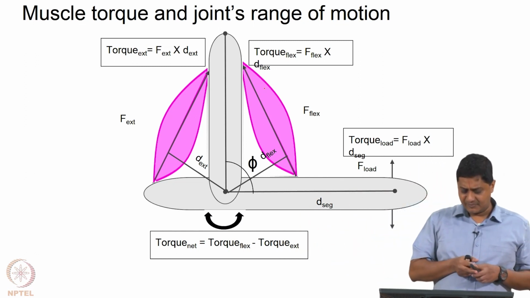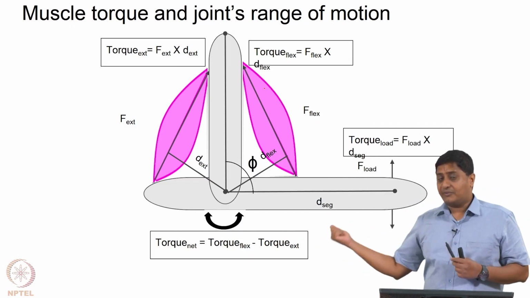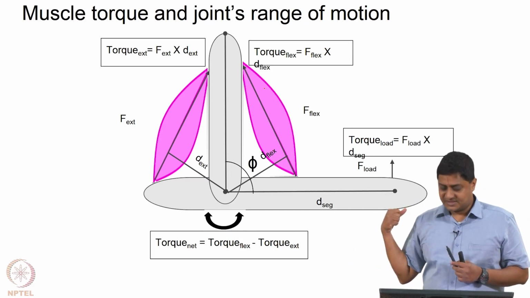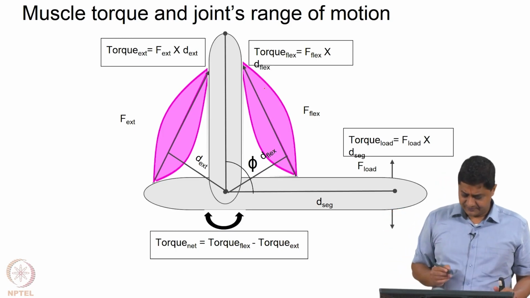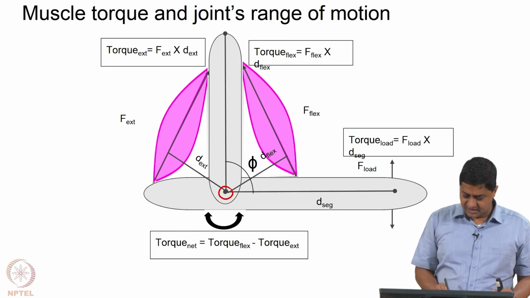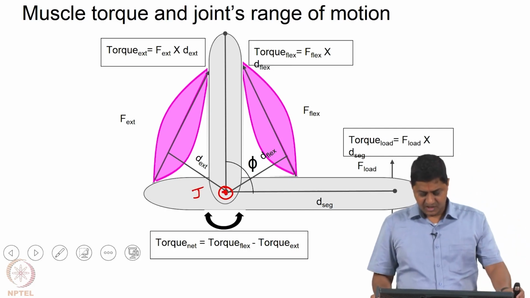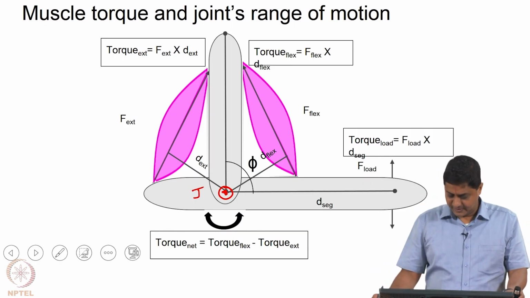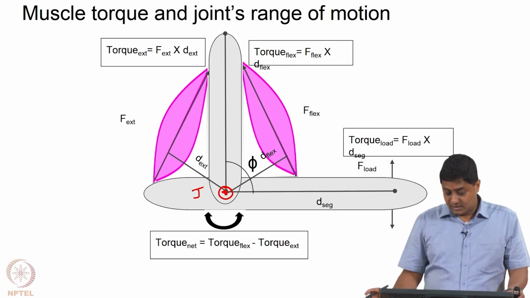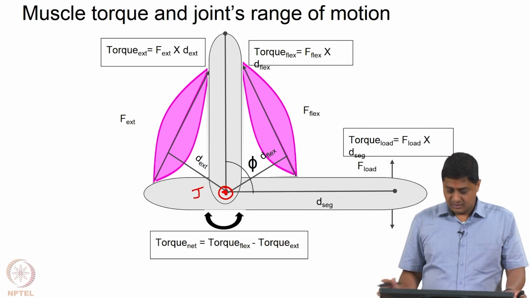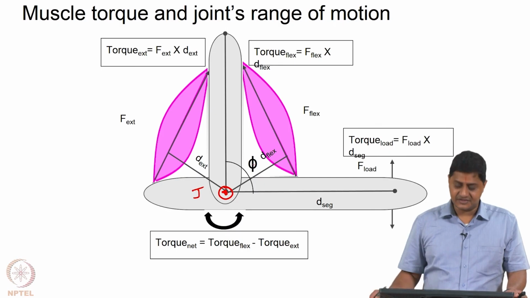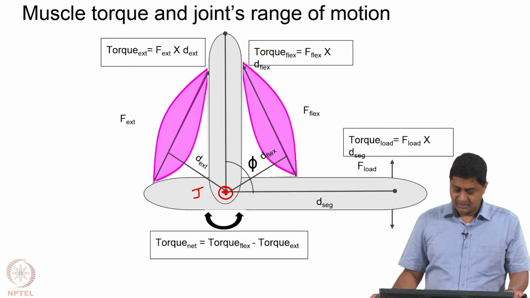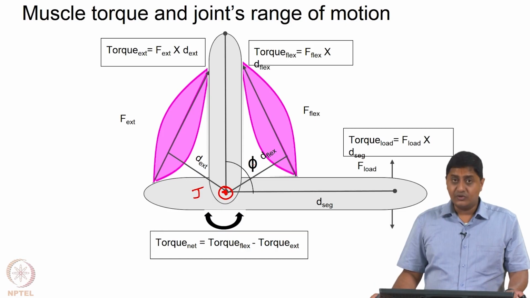How is this movement happening? Actually, this particular movement is happening through the interaction of multiple muscles, but we will consider a simple case. Let us suppose this is the joint J about which the movement is happening. Now, phi is the joint angle, which is approximately 90 degrees in this case. I would like to flex, or reduce, phi. In that case, what should happen?